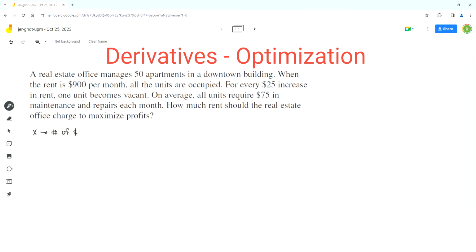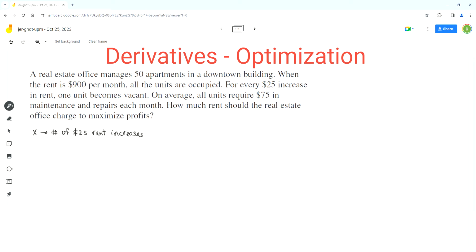$25 rent increases. So we have to find how many $25 rent increases we should do. Should we increase the rent by just one $25 or two $25? That will be $50. So that is what x represents.